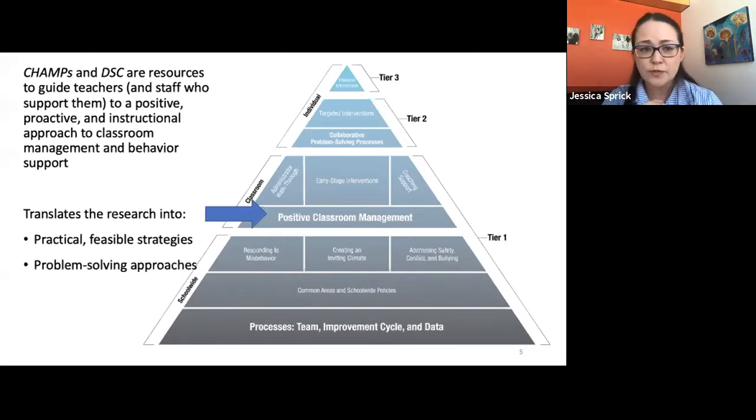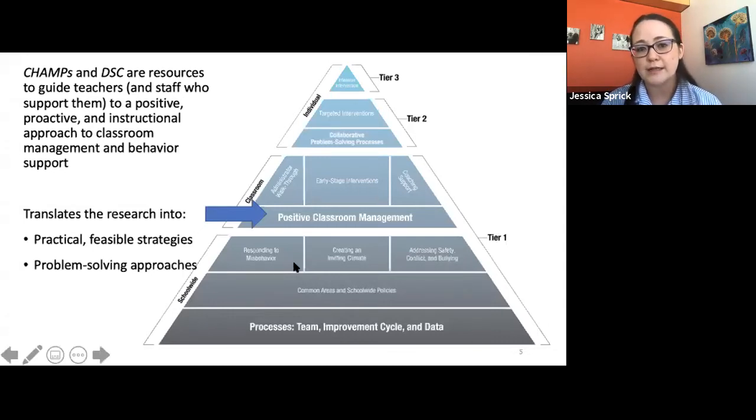So these two resources are basically designed to help provide a guide or a problem-solving approach for teachers and any staff who support teachers, administrators, coaches, counselors, et cetera, to ways that you can use a positive, proactive, and instructional approach to the way that you manage student behavior and provide supports for behavior in ways that help all students thrive. When you think about this in terms of a continuum of supports, notice that where the arrow is pointing, positive classroom management, we do have that sitting as a tier 1 strategy.